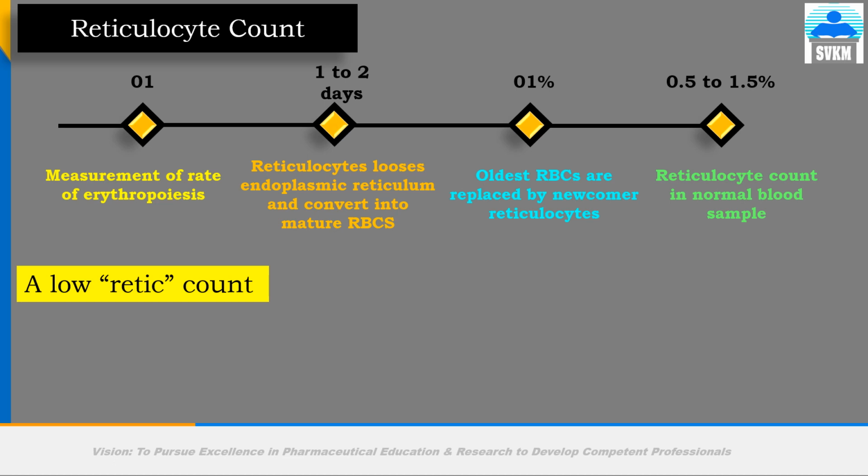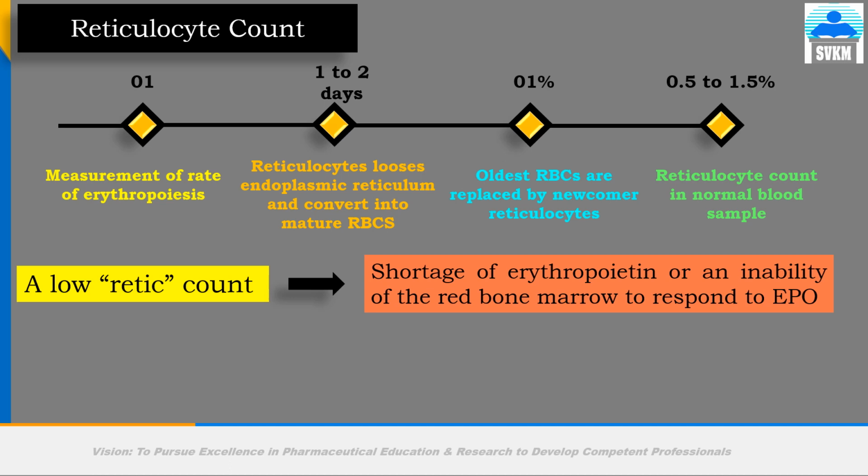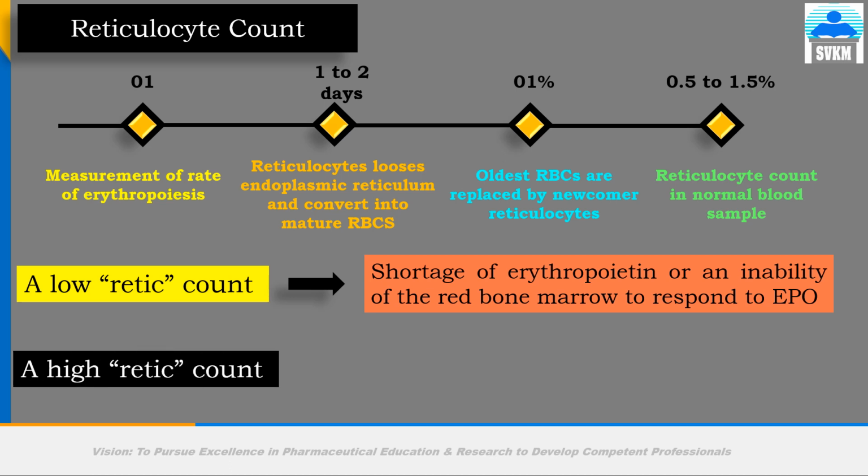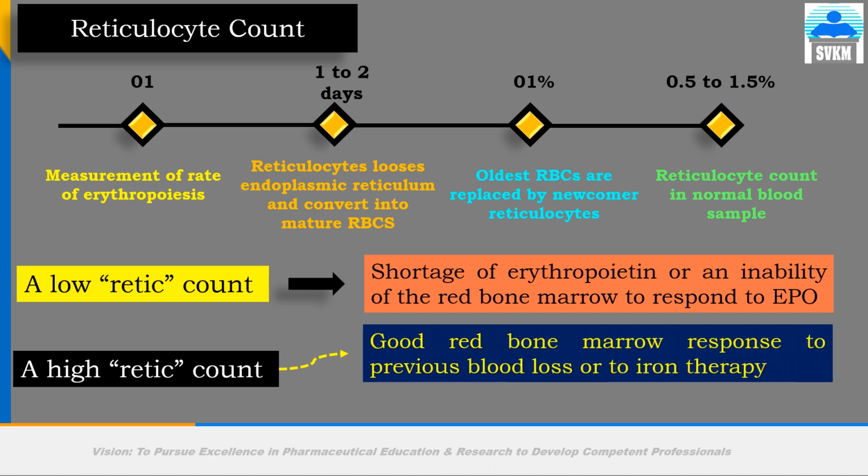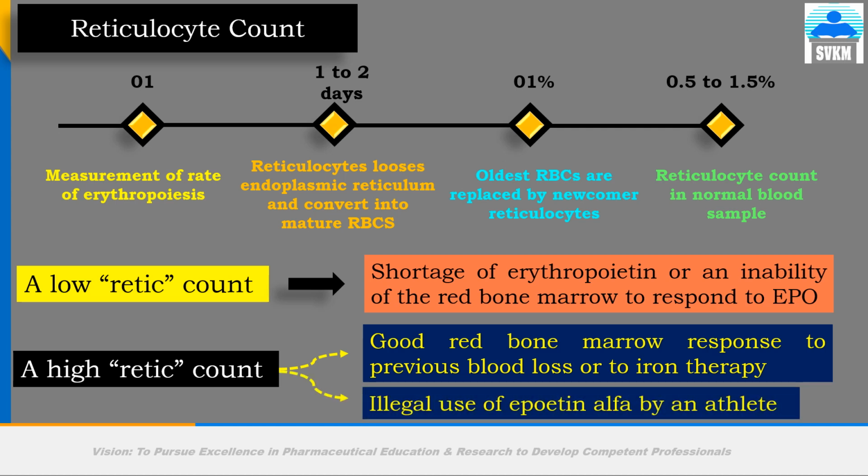A low retic count in a person who is anemic might indicate a shortage of erythropoietin or an inability of the red bone marrow to respond to erythropoietin, perhaps because of a nutritional deficiency or leukemia. A high retic count might indicate a good red bone marrow response to previous blood loss or to iron therapy in someone who had been iron deficient. Second, it could also point to illegal use of epoetin alpha by an athlete.